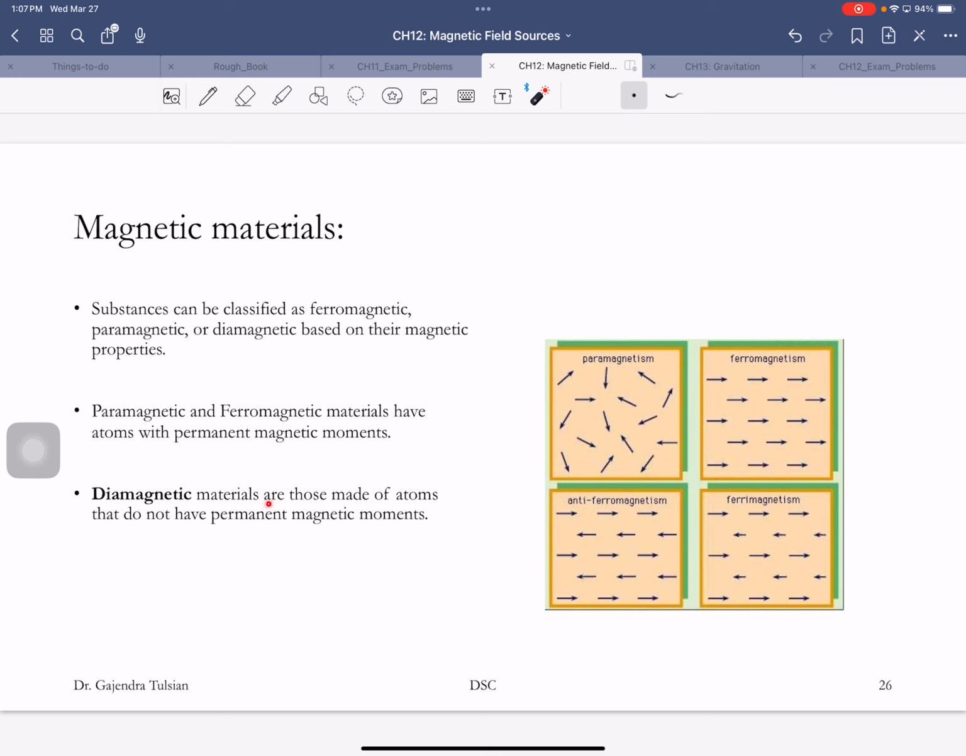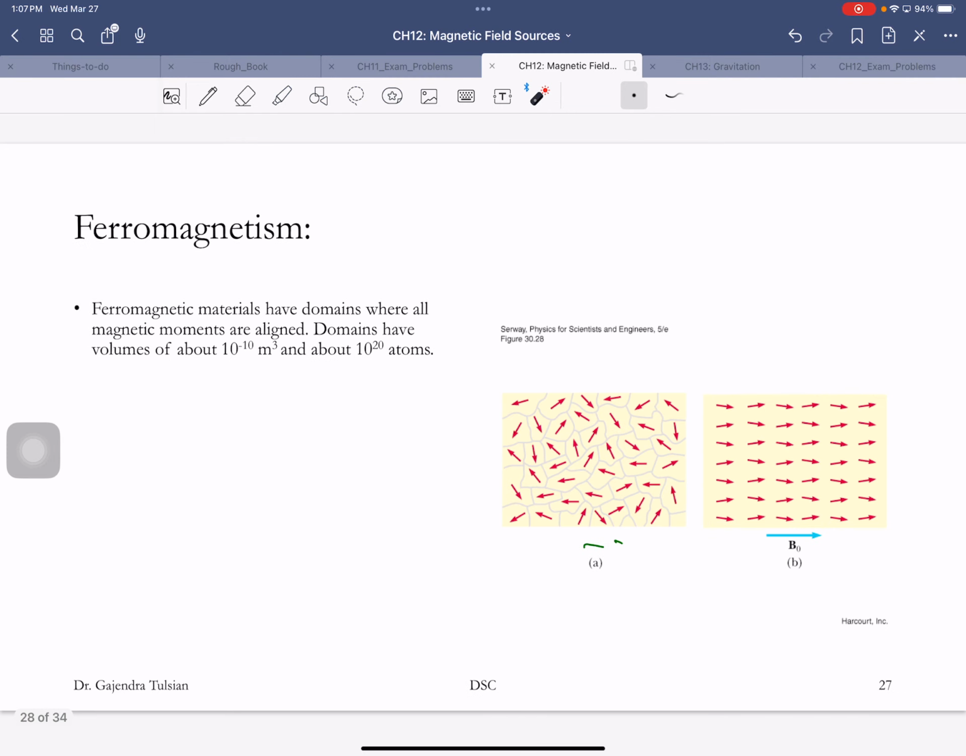Diamagnetic materials are those made of atoms that do not have magnetic moments. So these guys have magnetic moments, these guys don't have magnetic moments. All right, ferromagnetism are materials that you can make strong magnets out of. So cobalt, iron, and all that, those are examples. In ferromagnetism, each atom is a magnet.